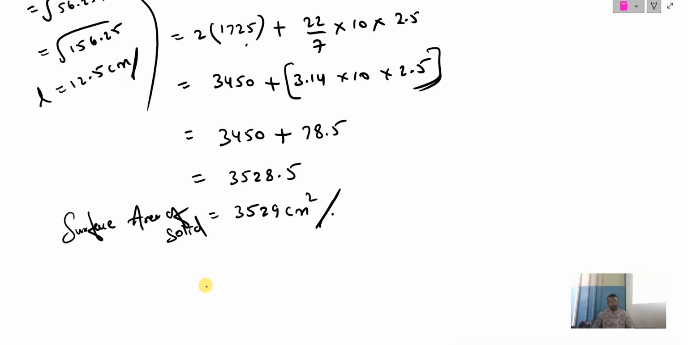Let me continue with the next question. Yes, students, the next question is here on the screen. As you can see, a vessel is in the form of an inverted cone. Its height is 8 centimeter and the radius is 5 centimeter. The vessel is filled with water up to the brim, and when 100 lead shots of same size are dropped in it, one fourth of the water from the vessel flows out. Find the radius and volume of each lead shot.